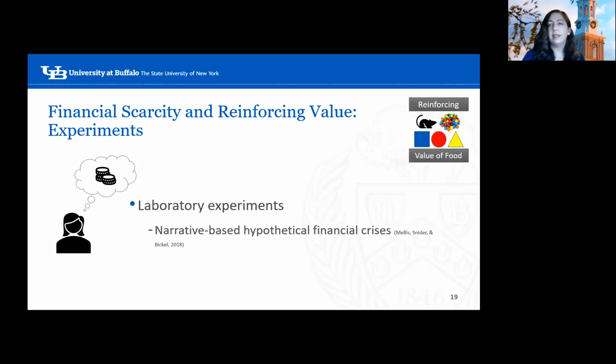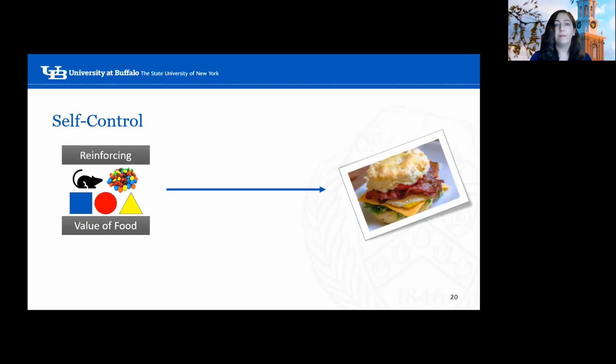Laboratory experiments looking at the effect of scarcity on the reinforcing value of food have been minimal. One study looked at the effect of an imagined financial crisis and found that participants in that group increased their food demand, or the price they would be willing to pay for a portion of food, which is a similar construct to the reinforcing value. This study and those on the previous slides suggest that scarcity of resources might impact the reinforcing value of food, but more experimental evidence was needed to be sure.